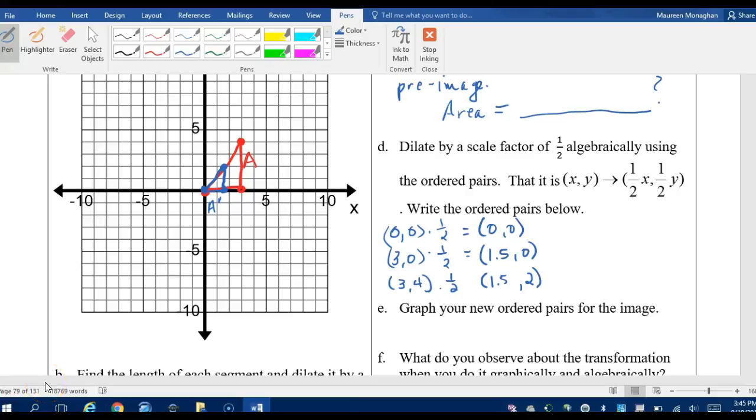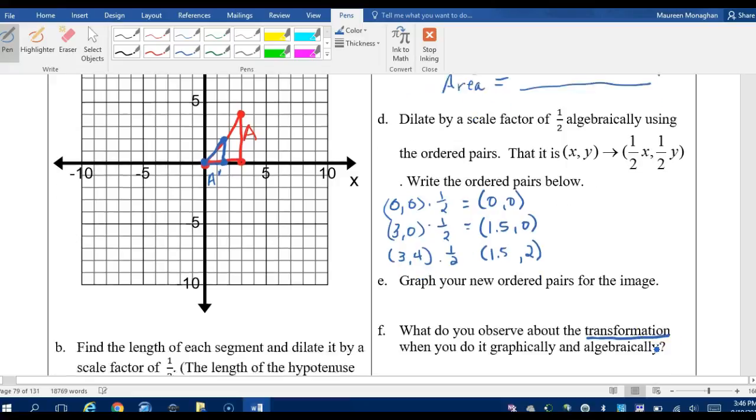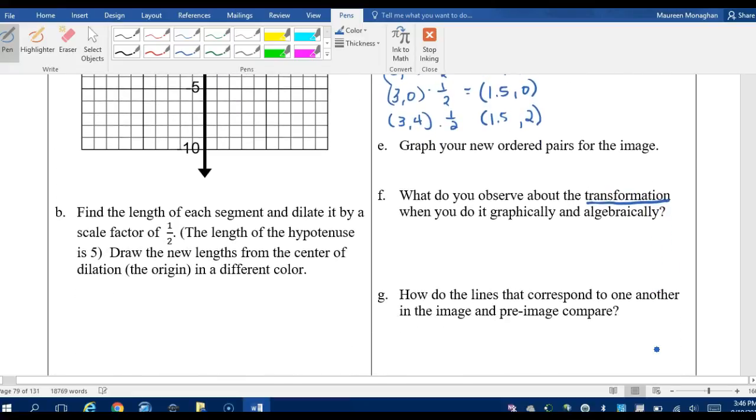Okay, I went ahead and plotted those. What do you observe about the transformation when you do it graphically or algebraically? Same thing both times. You end up with the same thing.